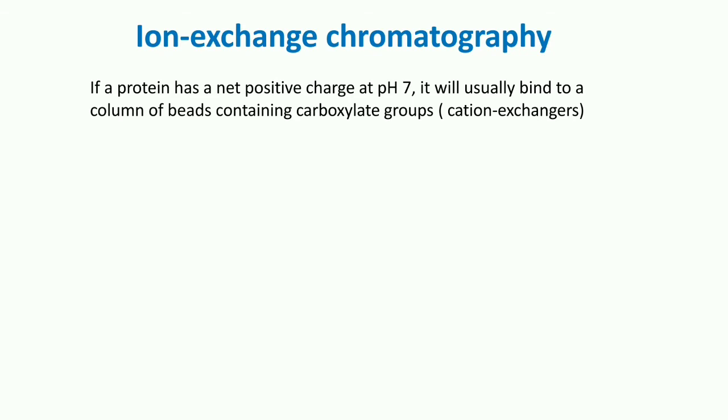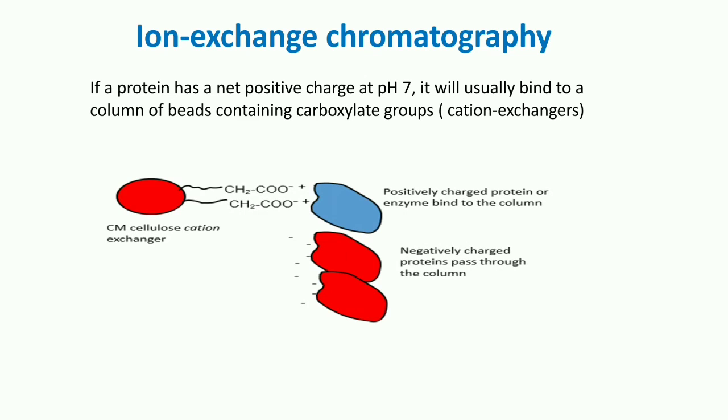So, if the protein has a net positive charge at pH 7, it will usually bind to a column of beads containing carboxylate groups, that is, a cation exchanger. As you can see in the diagram, this is a CM exchanger. It will attract the positively charged enzymes, that is, it will allow the binding of the positively charged enzymes to the column, whereas the negatively charged proteins will be eluted at a faster rate.